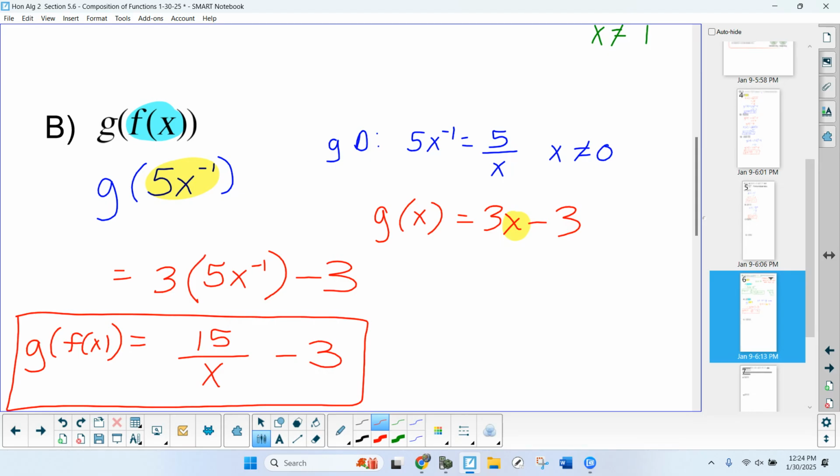What's the domain of this function? You got a fraction. X can't be 0. So we got x can't be 0. X can't be 0. So what's your domain? X can't be 0. Most restricted. Well, they're the same. Okay. Try another one.